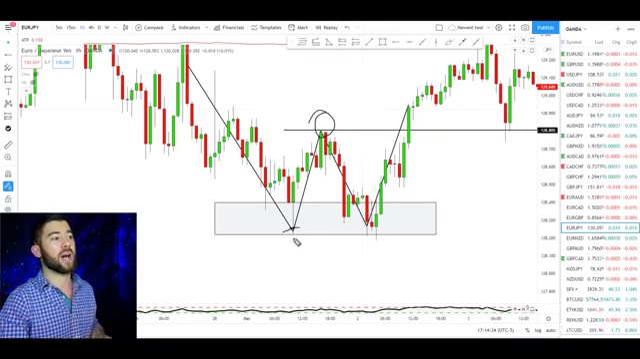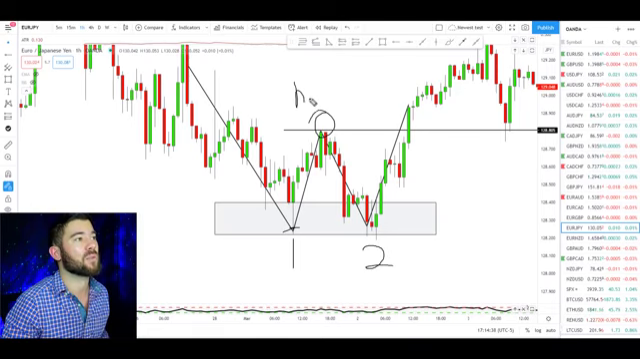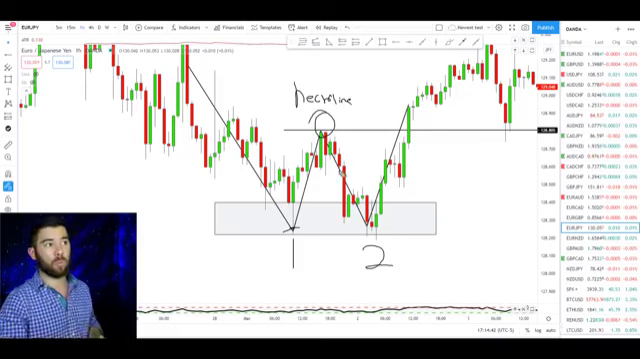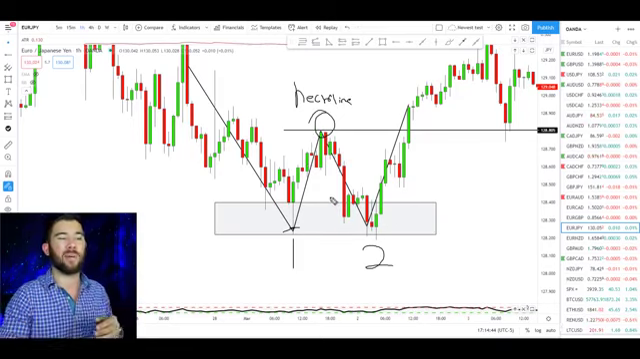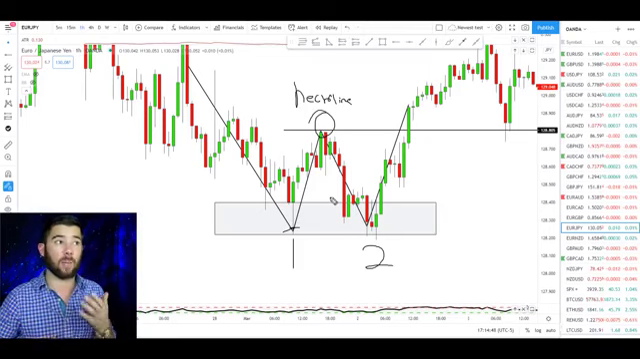So this is bottom number one of a double bottom, bottom number two of a double bottom. This is referred to as the neckline, and that is the initial pullback from the first bottom that we need to break in order to classify this as an actual double bottom.